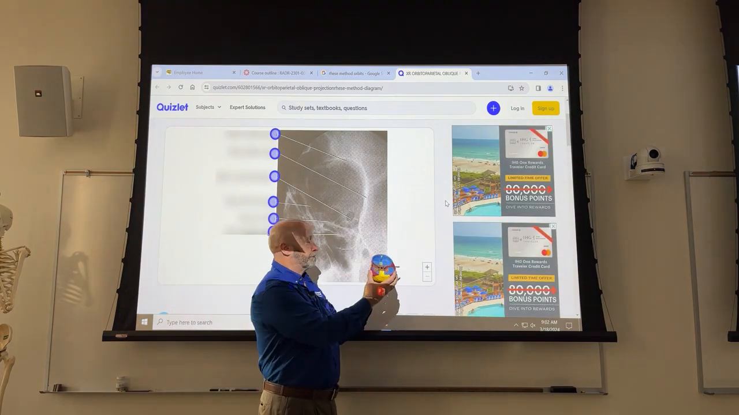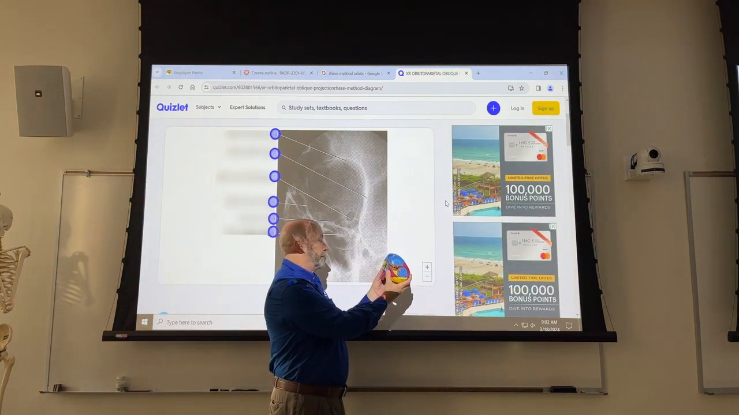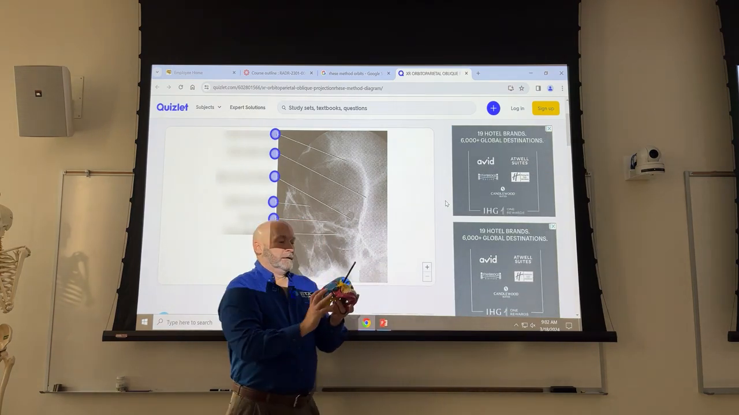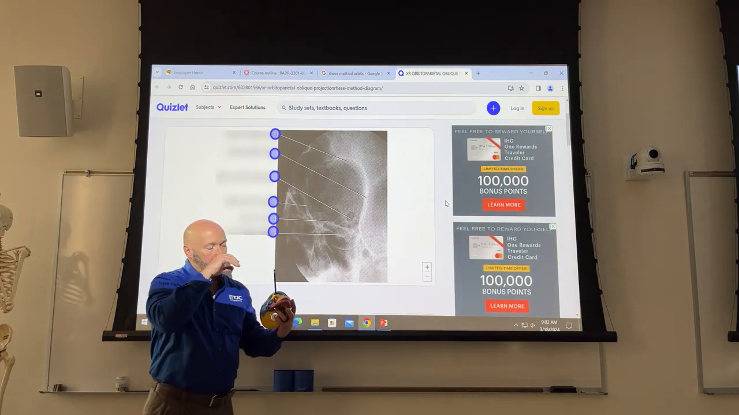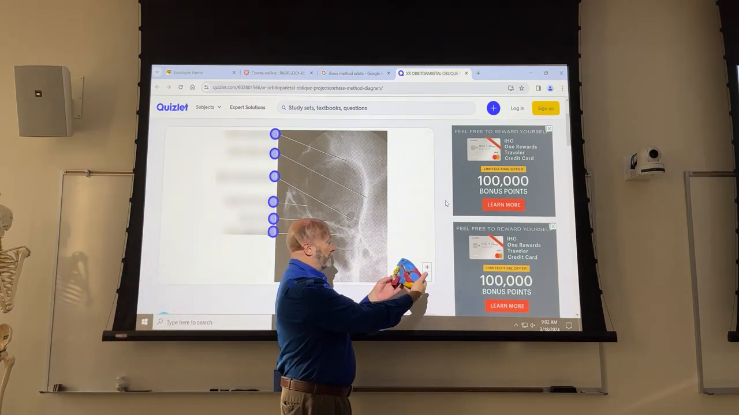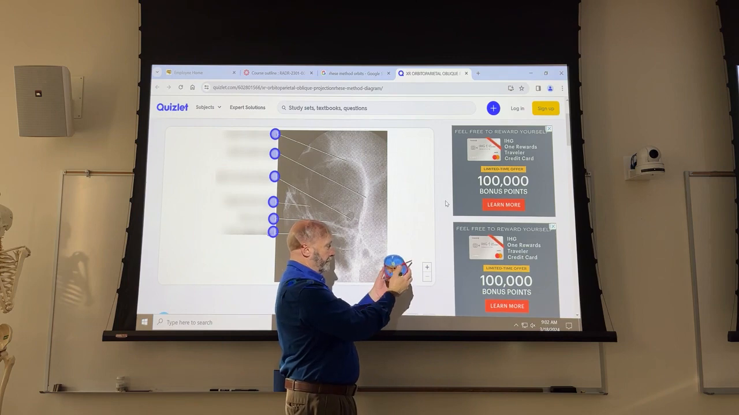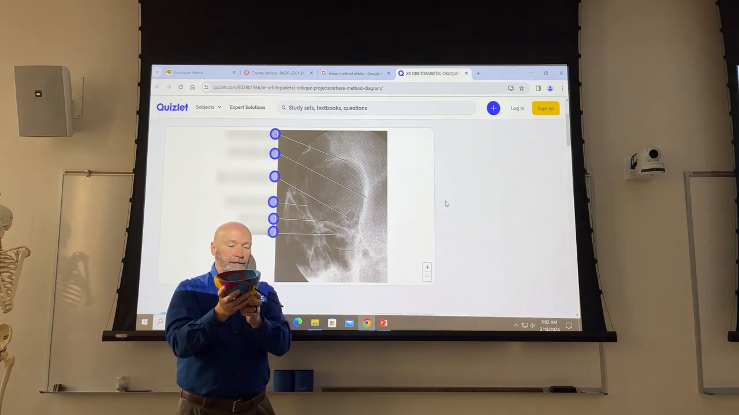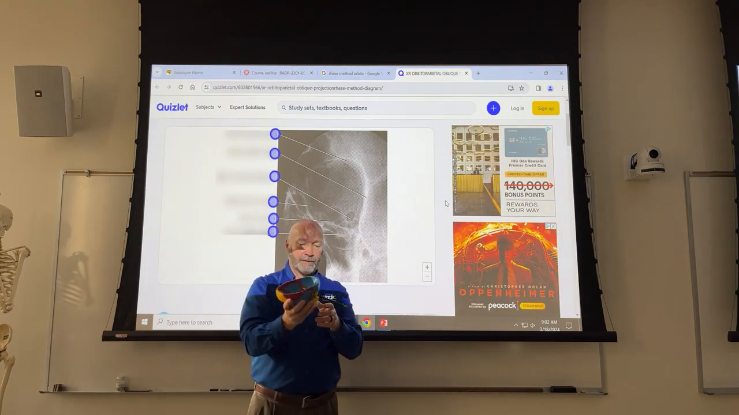And the purpose for the Rhese is to try to put the optic canal perpendicular to the image receptor. So this double angle, 55 degrees back, 53 degrees oblique, puts it perpendicular to the image receptor.